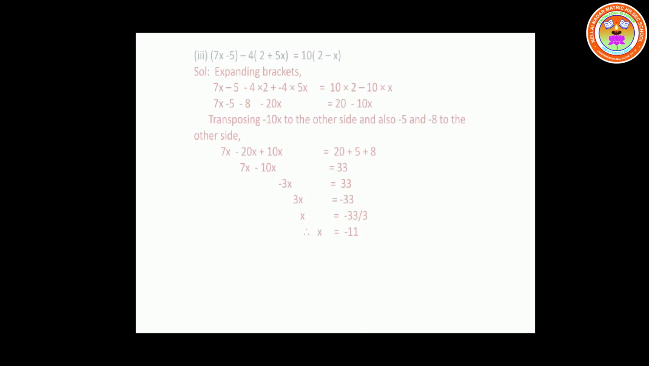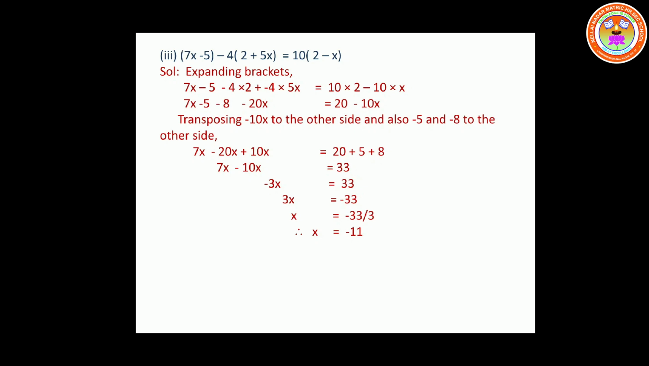Next, 7x minus 5 minus 4 of 2 plus 5x, that is equal to 10 of 2 minus x. Similarly, how we did the first and second sum, the first step is to expand the brackets. So 7x minus 5 minus 4 is multiplied with 2 and 5x. So minus 4 into 2 plus minus 4 into 5x, that is equal to 10 is multiplied with 2 and x. 10 into 2 minus 10 into x.